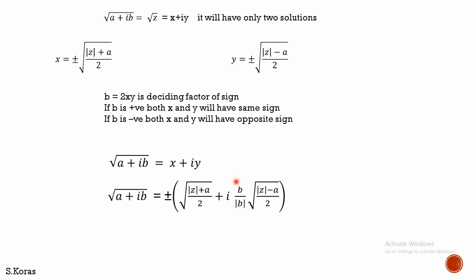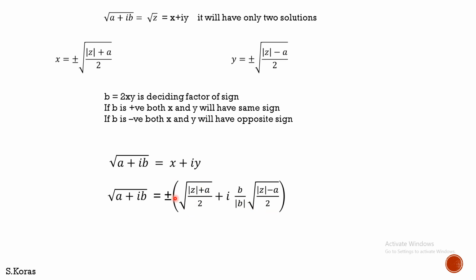So it takes two values. If b is positive, it takes plus value, that is plus 1. If b is negative, it takes minus 1. So if b is a positive one, then this will be a positive one, right? So one answer is plus of all this thing, another answer is minus of all this thing, right?